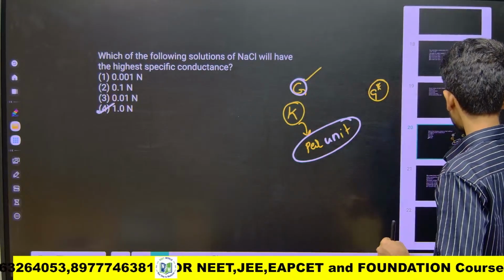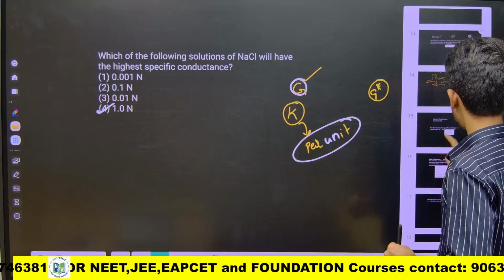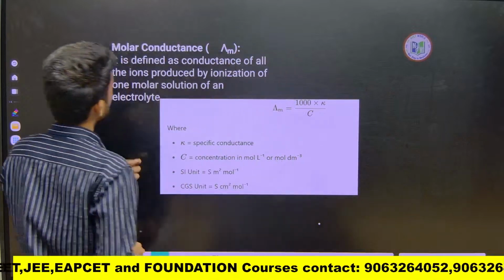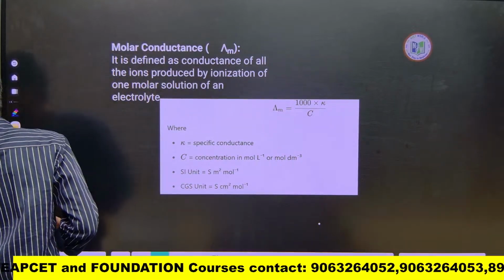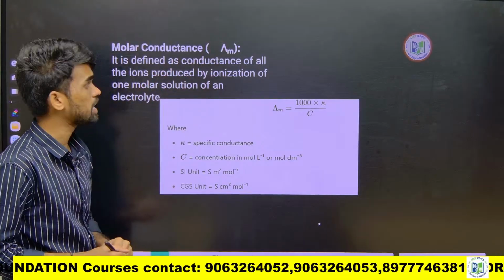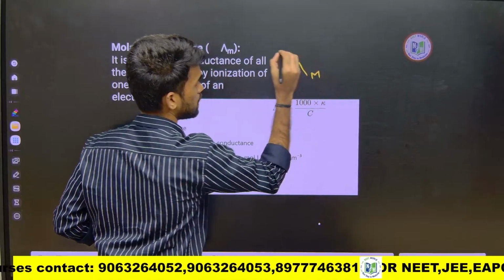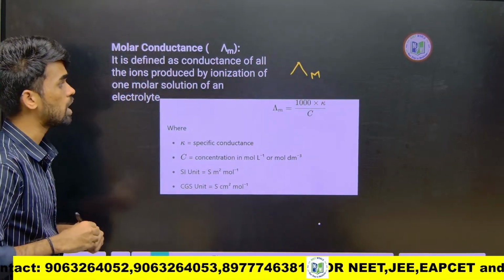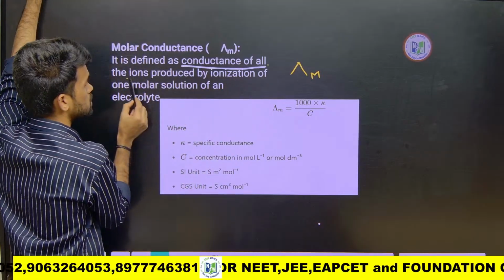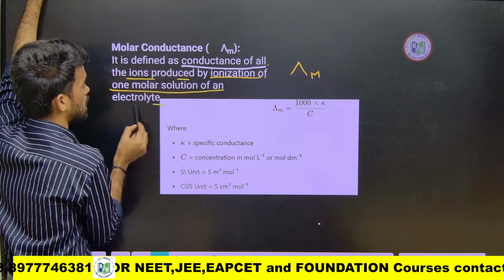Next, we need to study a little more about this molar conductance, then we will be seeing some questions. Okay, look here, the molar conductance, which is indicated with the symbol del. Since we are saying molar, M is indicated here. So it is defined as the conductance of all the ions produced by ionization of 1 molar solution of an electrolyte.